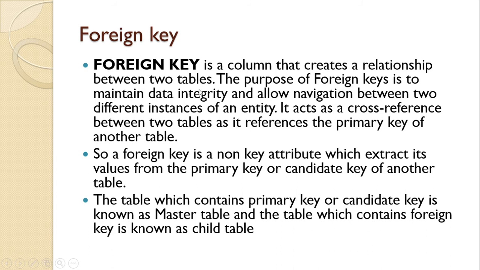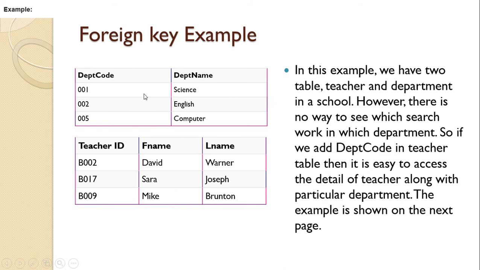Then the table which contains the primary key is known as the master table, and the table which contains the foreign key is known as the child table. Okay, for example, here is a table department and another table teacher. In a school there are several departments such as science, english, computer, etc. Here is the department code for each department and the name of the department.